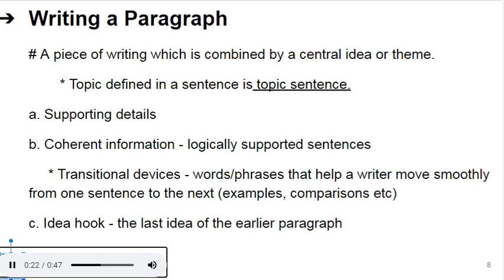It's better to start a paragraph with the introduction to the topic. Now supporting details can come further in the coming paragraphs, or we can use some coherent information, like we can give examples, we can make comparisons for writing the further paragraphs, or we can use an idea hook, which is actually the last idea that we had written in the earlier paragraph. So we continue with that.